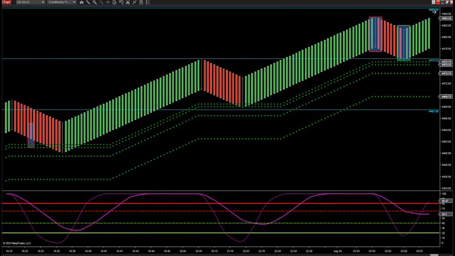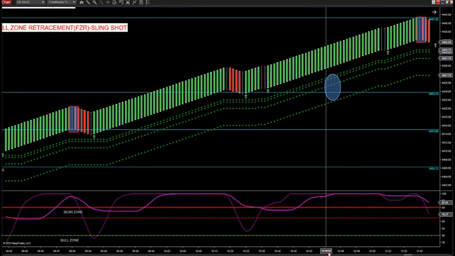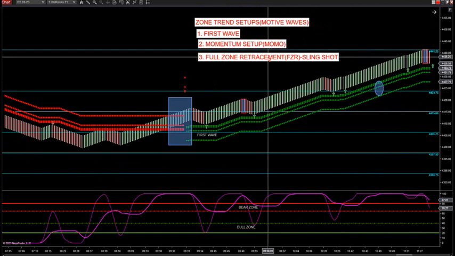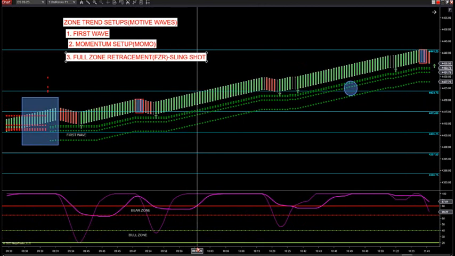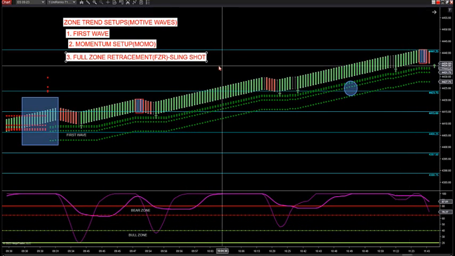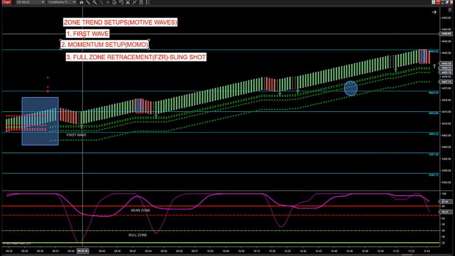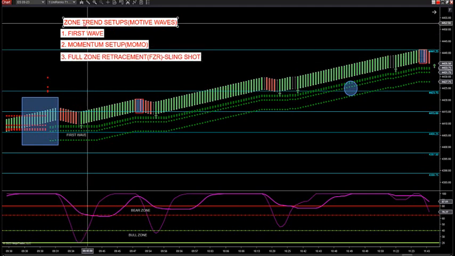We're moving down to the downside. So that is our third trend trade setup that we have in the trade room, and that is a full zone slingshot retracement. All right, so those are the only three trend trades we have in the room that you need to understand. That's it. They're all with zone trend. They have to be with zone trend.